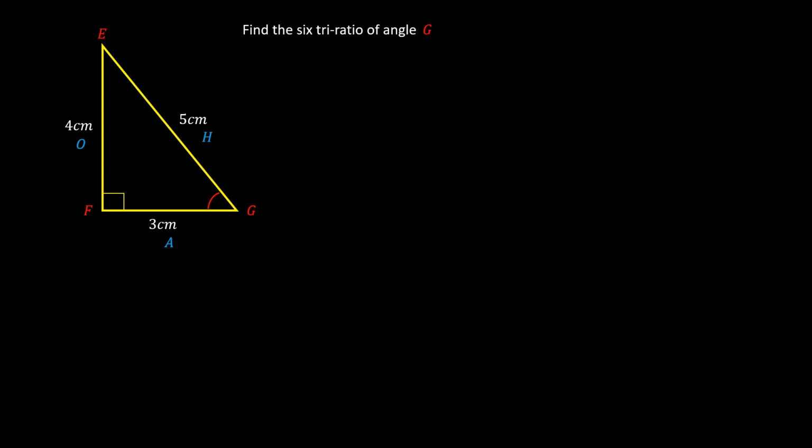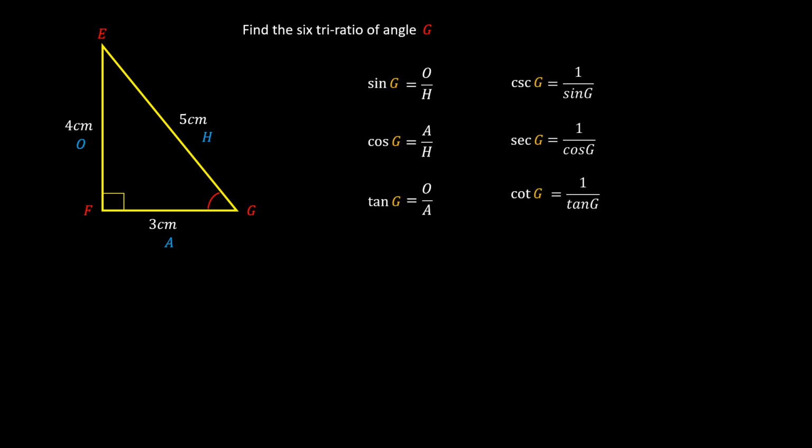Now, after knowing where the opposite, the adjacent, and the hypotenuse are, it's easy to substitute into the formulas to find the six trigonometric ratios. So the sine of angle G is 4 over 5, and directly you can find the cosec by flipping the sine. So the cosec is 5 over 4. The cosine, since it's adjacent over hypotenuse, is 3 over 5, and directly you can find the secant by flipping the cosine, 5 over 3. And the tan, opposite over adjacent, is 4 over 3. Directly, you can find the cotan by flipping the tan, which is 3 over 4. So this is how to find the six trigonometric ratios.